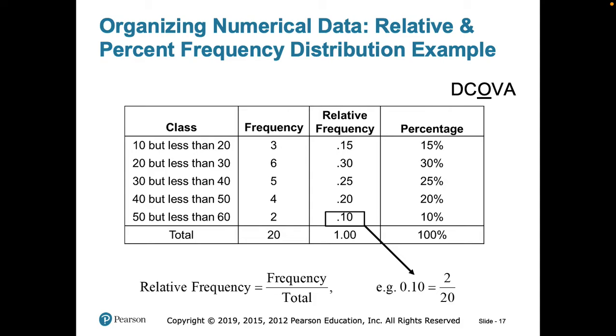Another easy, quick check here is you want to make sure that your percentages add up to 100%. So once you add all of those, it should equal 100%, and your relative frequency should equal 1.